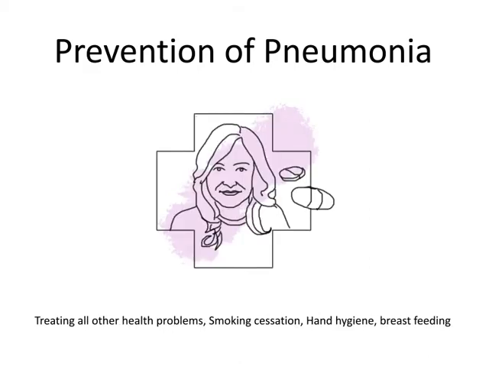Treating all other health problems such as HIV/AIDS, diabetes mellitus, and malnutrition can be useful in indirectly treating pneumonia, since we have already discussed that pneumonia occurs due to a general lack of resistance in the human body. Avoiding smoke can very effectively prevent pneumonia, as is hand hygiene and coughing into one's sleeves. In children less than 6 months of age, exclusive breastfeeding reduces both the risk and severity of the disease.